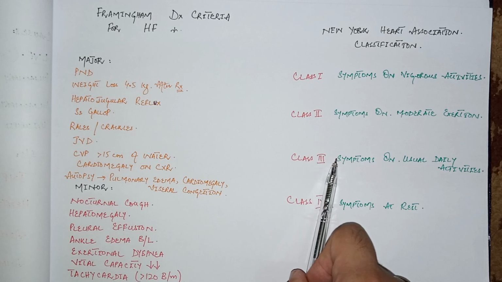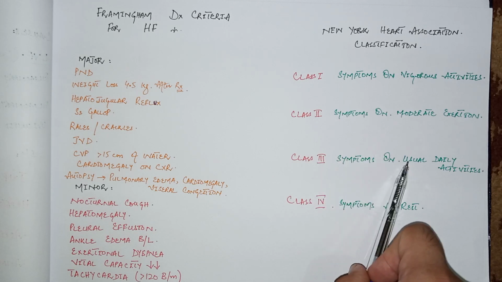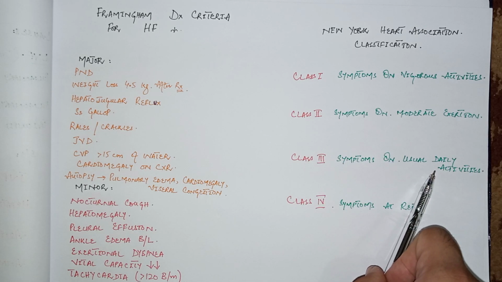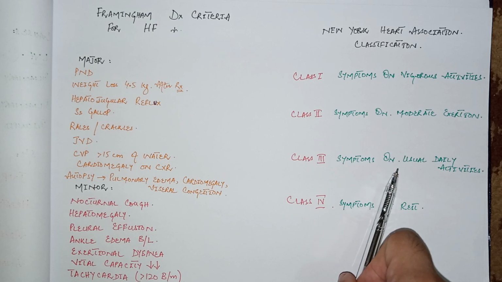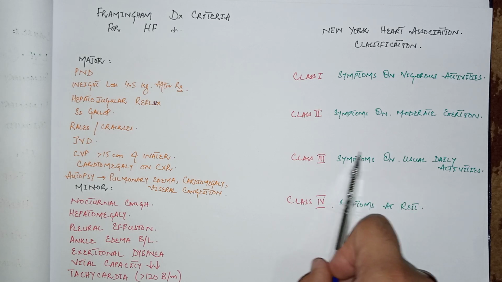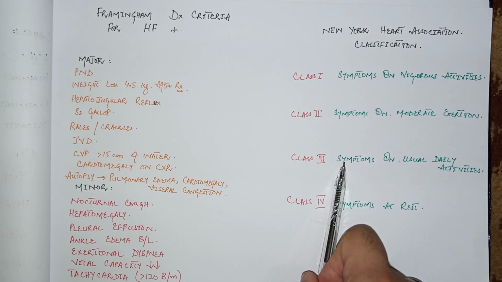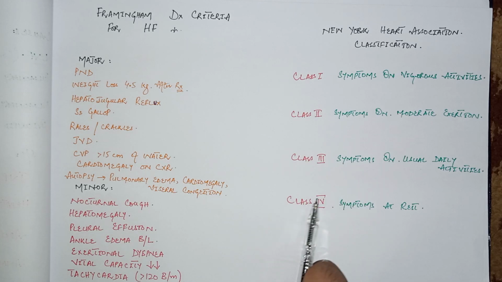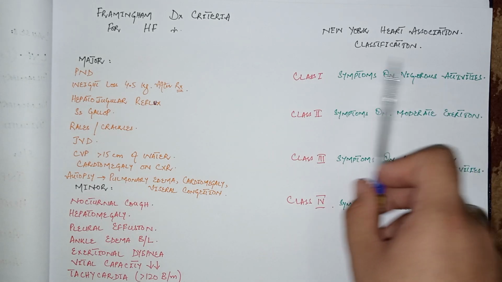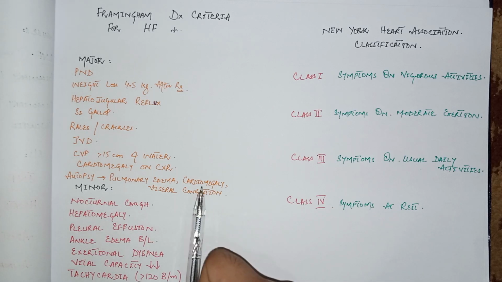In class 3, the symptoms or the dyspnea appear on the usual daily activities like combing hair, changing the dress and walking across the room. So there is a severe limitation of the daily activities. In class 4, the symptoms appear even at rest. There is a total limitation of the daily life activities in class 4. So this was the New York Heart Association classification.